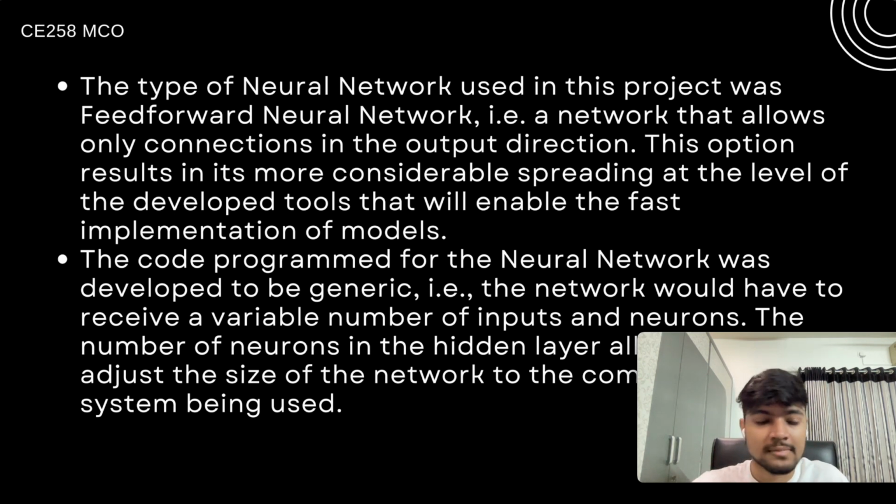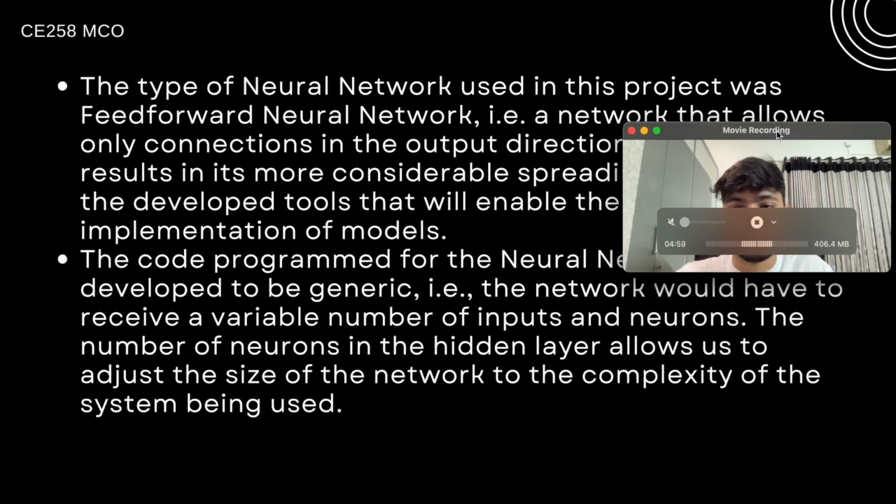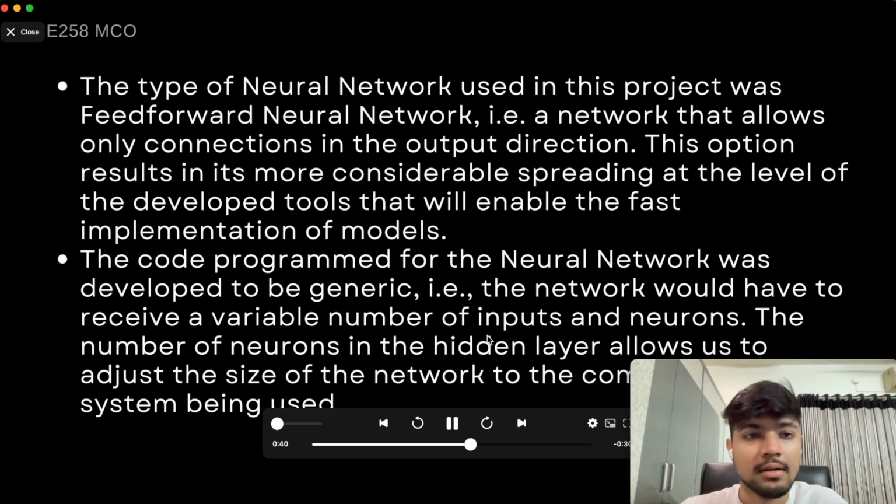It works like that. The code program for this neural network was developed to be general to eliminate the possibilities of OS not being able to support this. The network would have to receive a variable number of inputs and neurons, which is the connections. The number of neurons in the hidden layers allows us to adjust the size of the network to the complexity of the system being used.